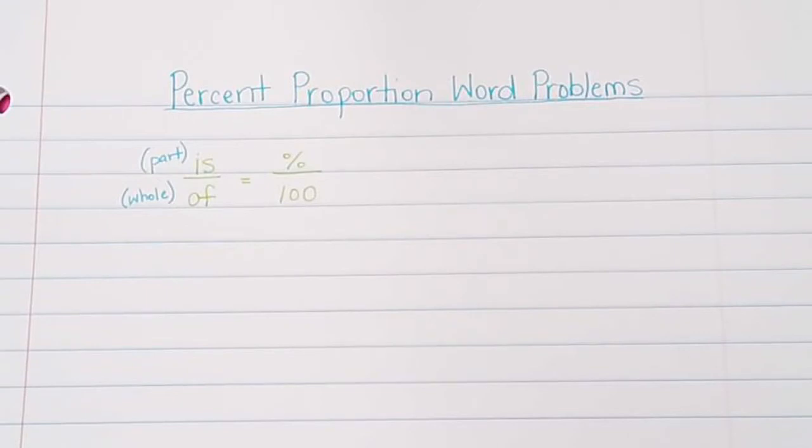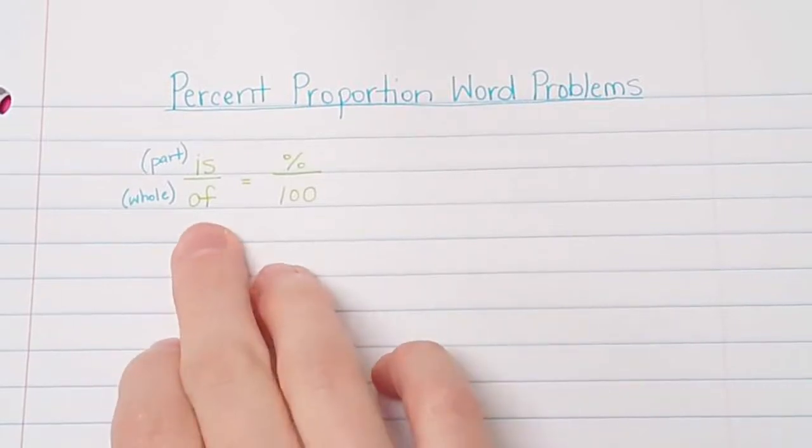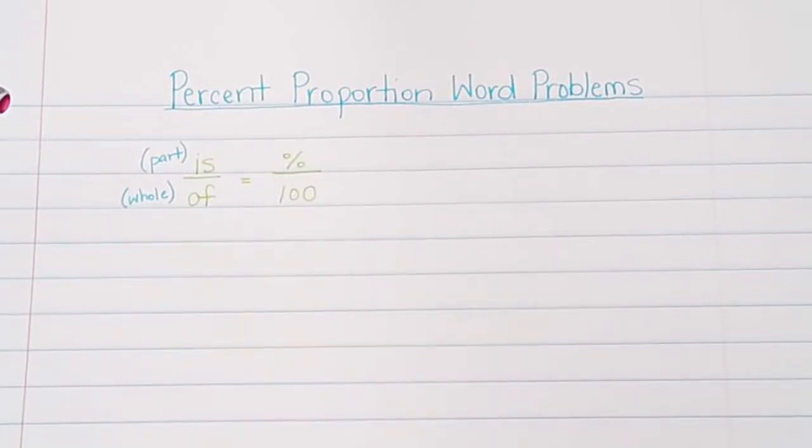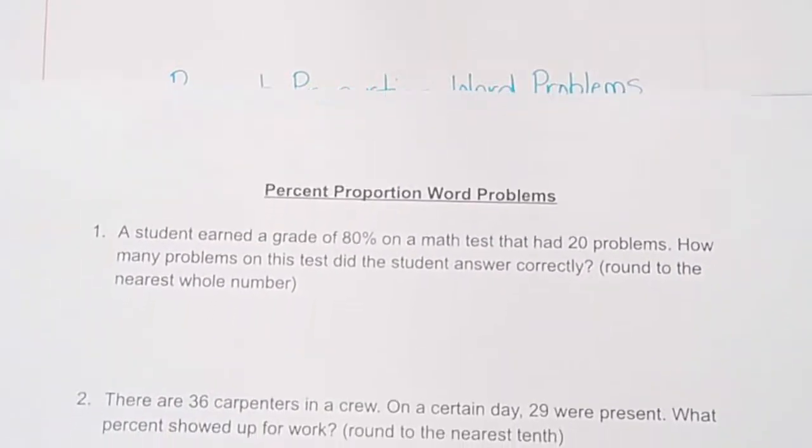Or talking about shooting shots in the gym. The number of shots you make is your part. The total number of shots you took is your whole, or your of. That would go down here. That's kind of what we're talking about. I do have this handout attached on Canvas, so feel free to print it off so that you can follow along with me. This is what we're going to be using today to do our work.